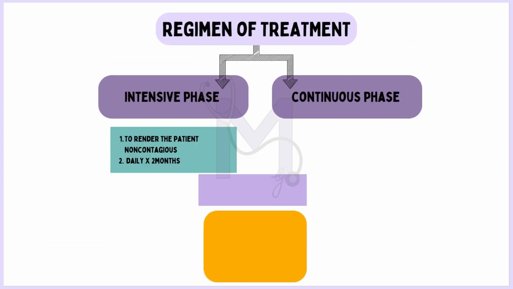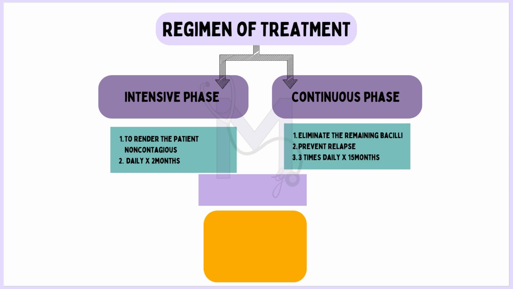Intensive phase is to render the patient non-contagious. It is administered daily or thrice weekly for 2 months. The continuous phase is to eliminate the remaining bacilli and prevent relapse. It is administered 3 times daily for a duration of 15 months. Before going into further detail, let us understand what the following term means.